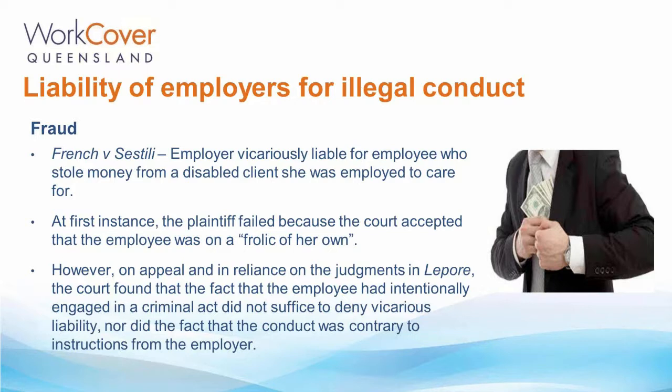In the case of fraud, there's a decision of French and Sestelli in which an employer was found vicariously liable for an employee who stole money from a disabled client she was employed to care for. At first instance, the plaintiff, who was the disabled client, failed because the court accepted that the employee was on a frolic of her own. However, in the appeal decision, the higher court relied on the judgments in LaPaul and found that the fact that the employee had intentionally engaged in criminal conduct did not suffice to deny vicarious liability, nor did the fact that the conduct was contrary to instructions.